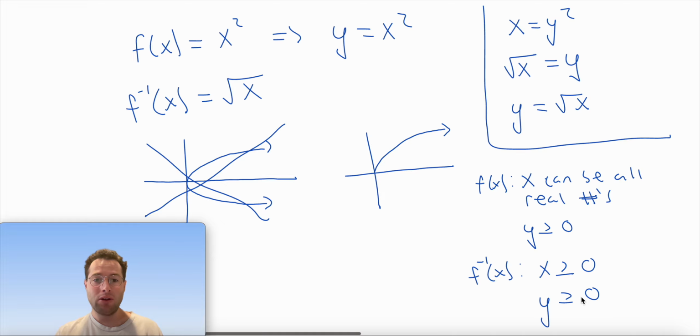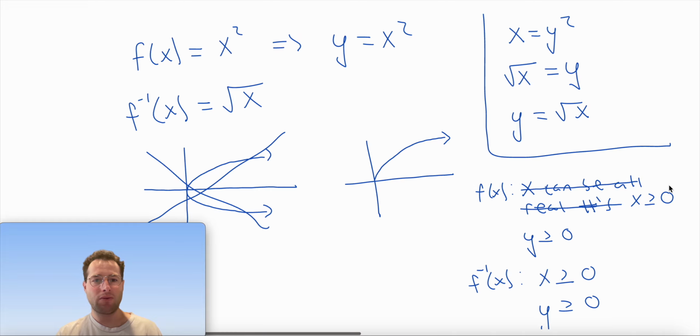What we're going to have to do is restrict the domain for our original function so that the domain and range are perfectly swapped. So now we're going to go back and modify the domain on our original function. This new domain is going to be that x must be greater than or equal to 0. And now we have our domain and ranges for the function and the inverse function, and they're perfectly swapped.